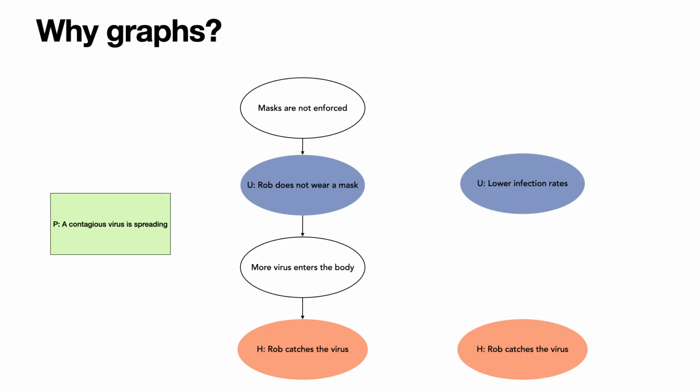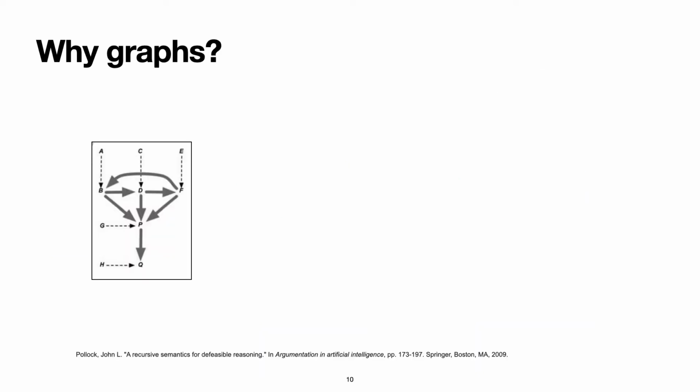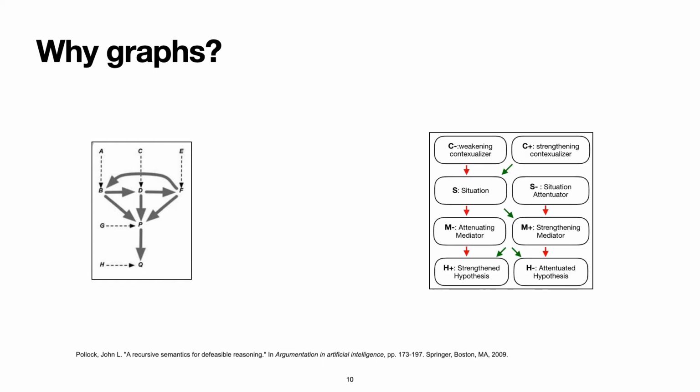And similarly, we can think of a different update, lower infection rates, and again, they might weaken the hypothesis. So lower infection rates decrease the odds of getting in contact with someone with the virus, which in turn decreases the odds of the hypothesis. And again, there could be external situations. So a graph fills in more information of different kinds around the query, mediating information or the contextualizers. The use of graphs for defeasible reasoning has been noted earlier, notably by John Pollock in this work, where they propose argumentation graphs for defeasible reasoning which capture very similar information.